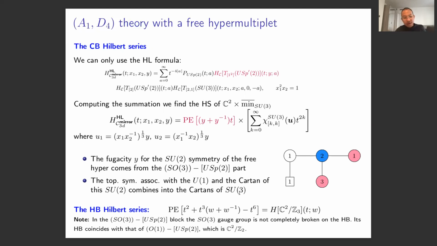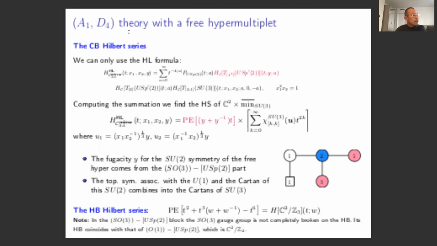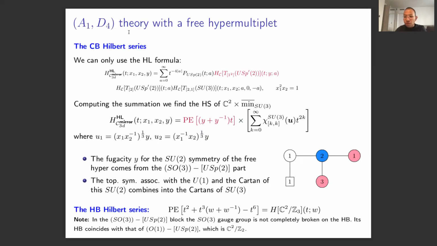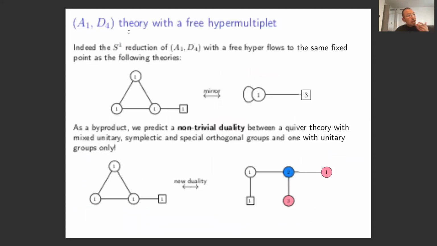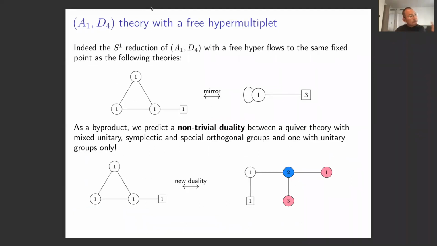So it's quite an exotic one, okay? So now you can also look at the Higgs branch Hilbert series, you get C2 mod Z3 as you expect, okay? So any questions for these two examples? Of course, this mirror you can match with the 4D data. As a byproduct, you also have a new duality, quite interesting.